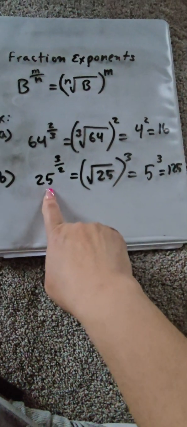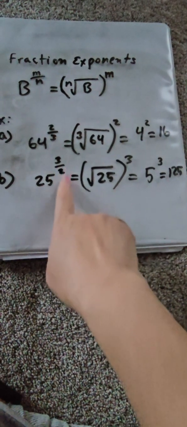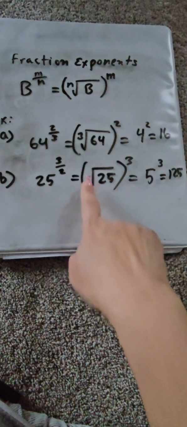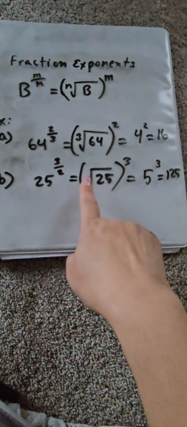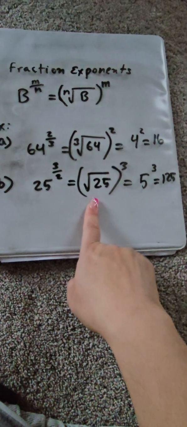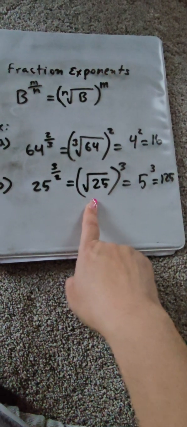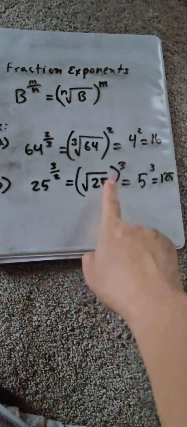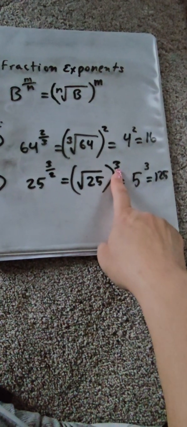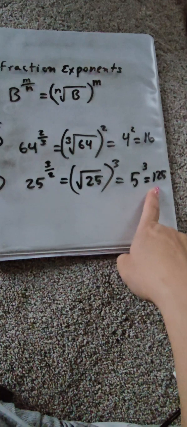Here we have 25 raised to the 3/2 power. Notice that we didn't write the 2 over here because it is the square root and it is assumed that the 2 is there. So the square root of 25 is 5. The number that was multiplied by itself twice is 5. And we take 5 and we raise it to the 3rd power. That gives us 125.